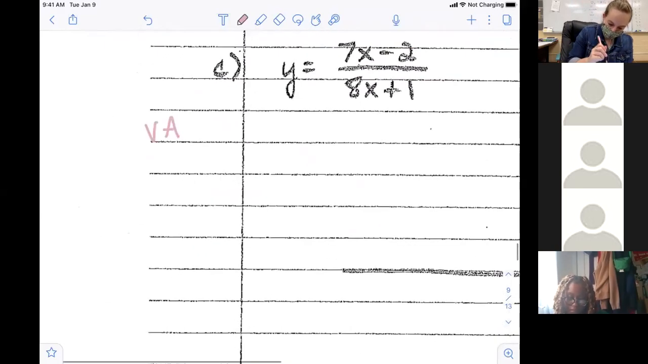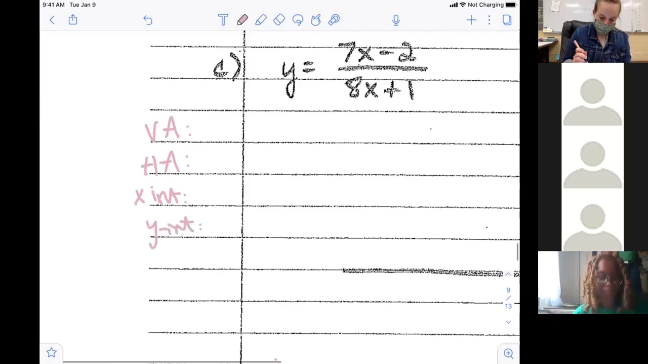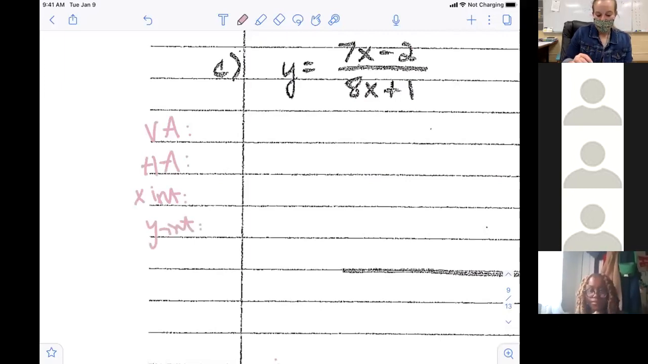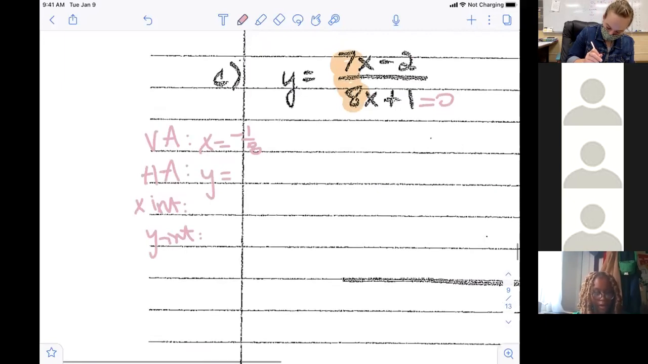Again, I've got to find VA, HA, x-intercept, y-intercept. Vertical asymptote, I set the denominator equal to 0, minus 1 divided by 8 is negative 1/8. Horizontal asymptote is just my coefficients, so it's 7 divided by 8. Got some funky fractions going on here.